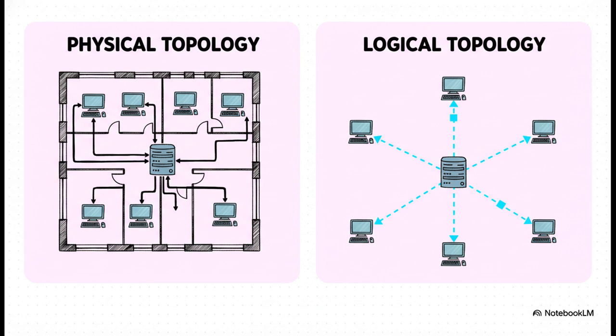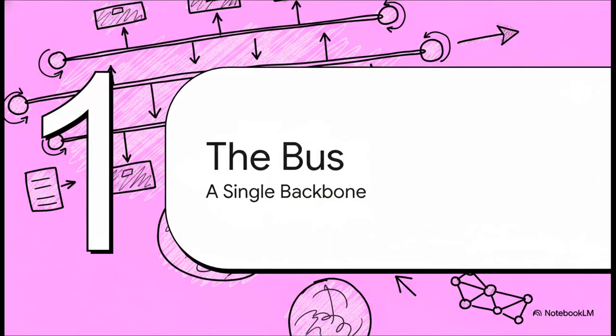But then there's the logical topology. And that's all about how the data actually travels from point A to point B. It's the path the information takes, which can be completely different from the physical layout. So let's start our tour with the most straightforward design out there, the bus topology. This one's really the foundation, and you'll see how other designs kind of evolved from this basic idea.